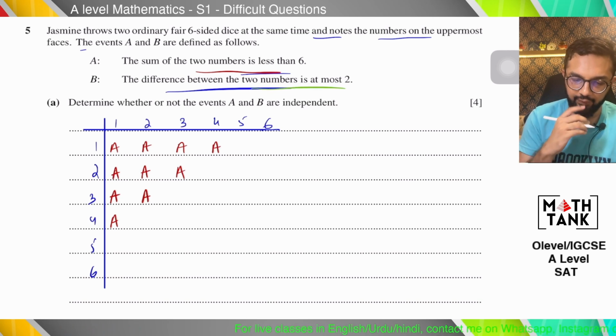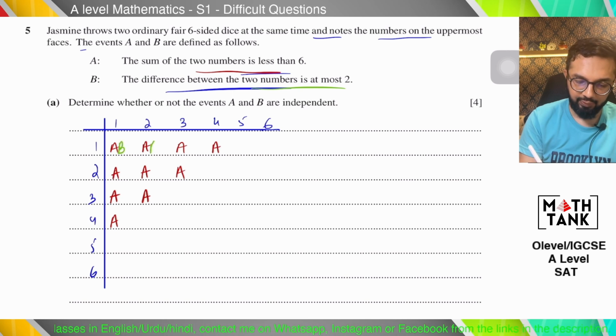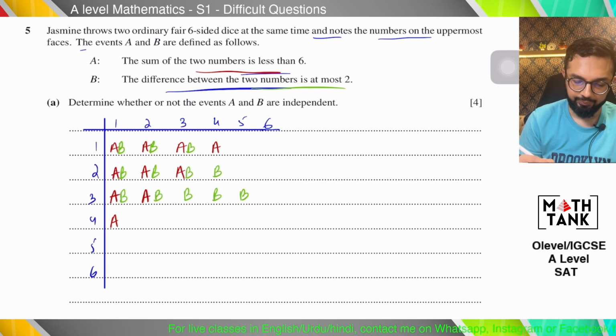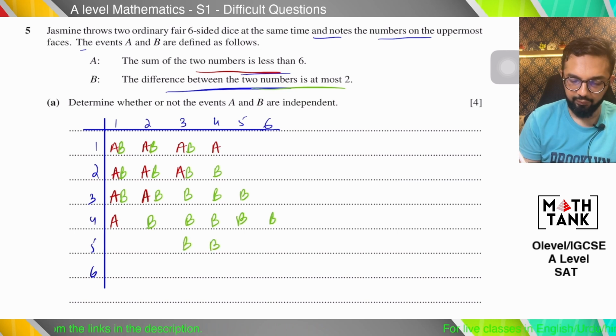Whereas B, the difference between the two numbers is at most 2. So difference is 0, difference is 1, difference is 2. Difference is 1, difference is 0, difference is 1, difference is 2. Difference is 2, difference is 1, difference is 0, difference is 1, difference is 2. 4, 2 is 5 and 3, 5 and 4, 5 and 5, 5 and 6. 6 and 4, 6 and 3.